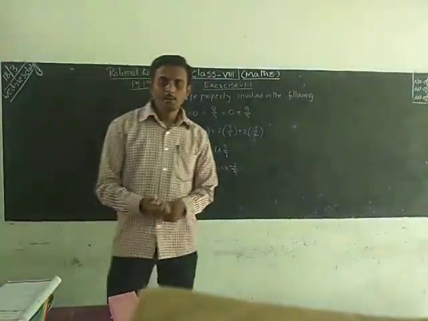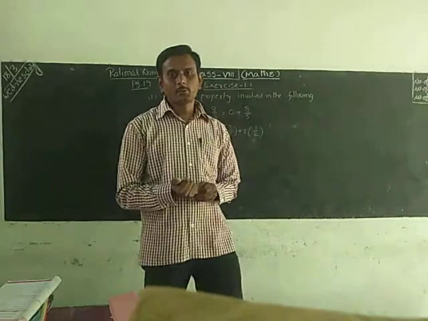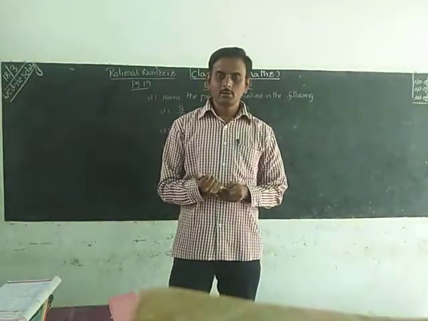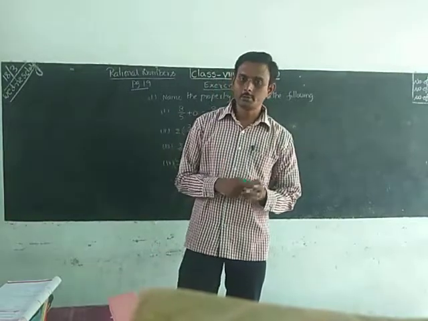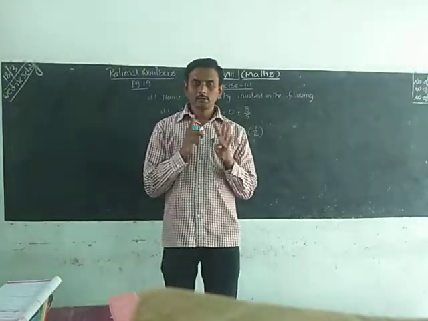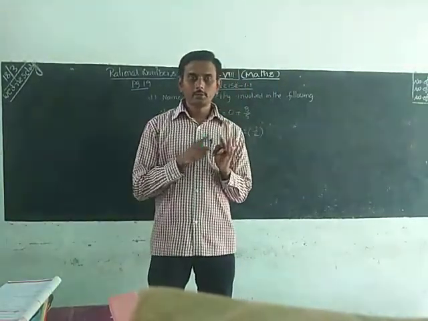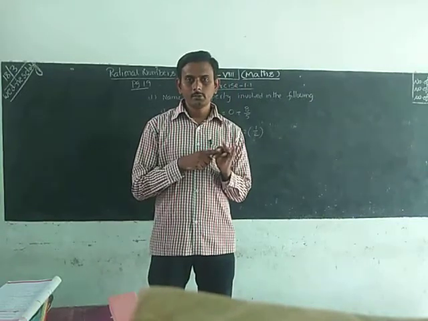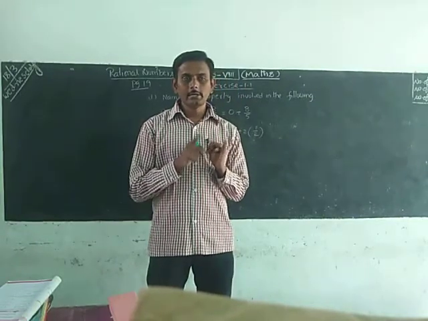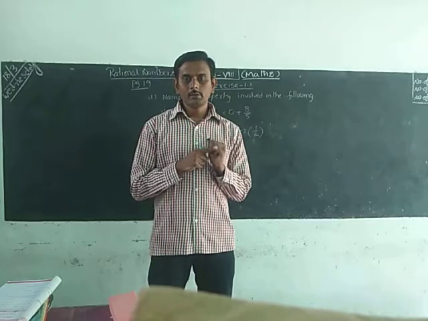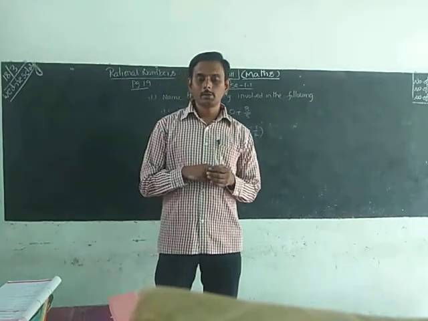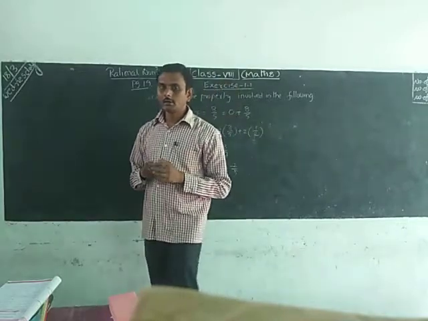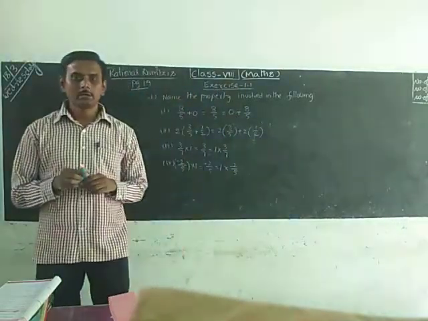Hello students. In the previous class we discussed the properties of rational numbers. What are the properties we discussed? First is the closure property. Second is the commutative property. Third is the associative property. Fourth is the identity element. Fifth is the inverse. Sixth is the distributive property, distributivity of multiplication over addition.